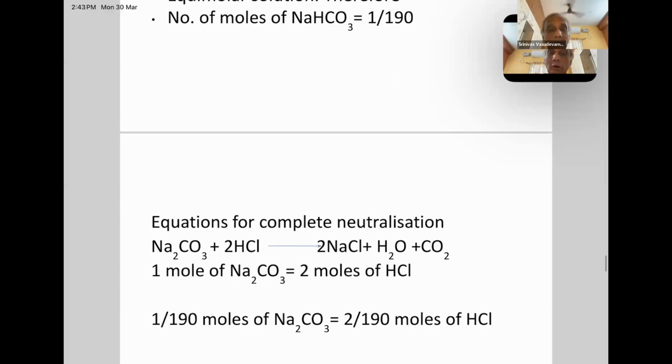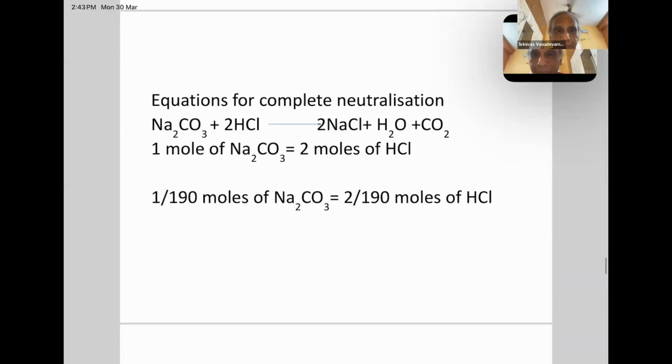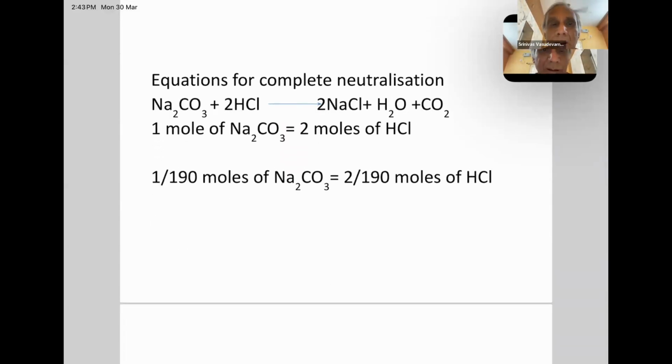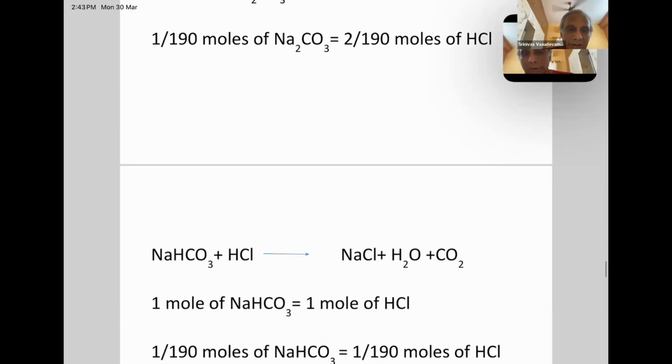Second part, I want to find out how much HCl is required by using the equations. Na2CO3 plus 2 HCl gives 2 NaCl plus H2O plus CO2. 1:2 ratio. 1 mole of sodium carbonate requires 2 moles of HCl. 1 by 190 moles of sodium carbonate will require 2 times 1 by 190, that is 2 by 190 moles of HCl.